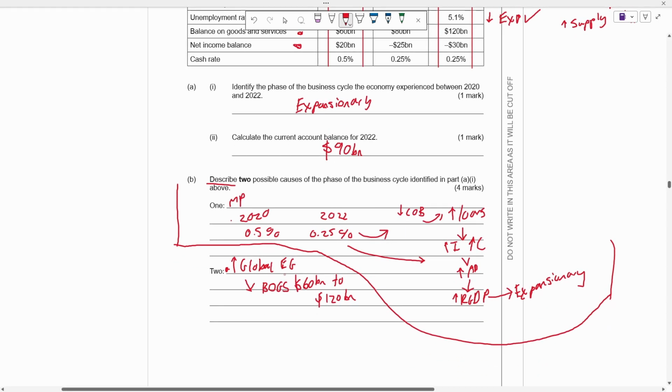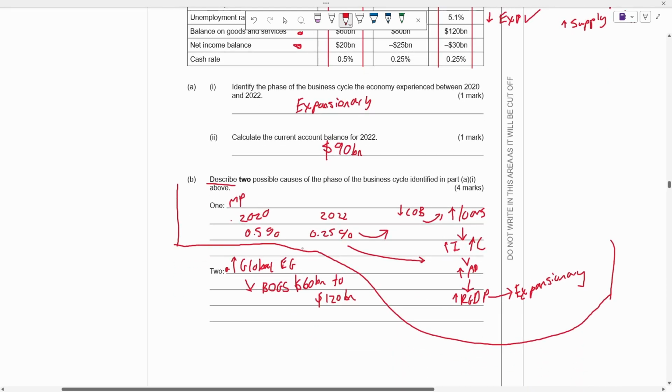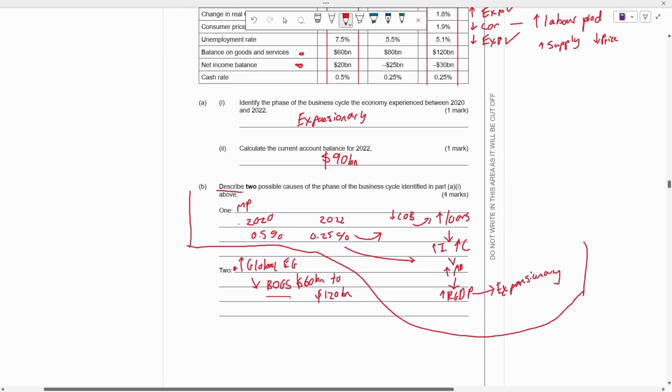I'm talking about global economic growth. As these countries experience higher levels of economic growth, they're going to demand more of this hypothetical economy's exports. That's going to increase their balance of goods and services. And then here I refer back to the indicators. Then, if they have a higher balance of goods and services, that means they're making more profit. That's going to increase real GDP. Then you can talk about expansionary.